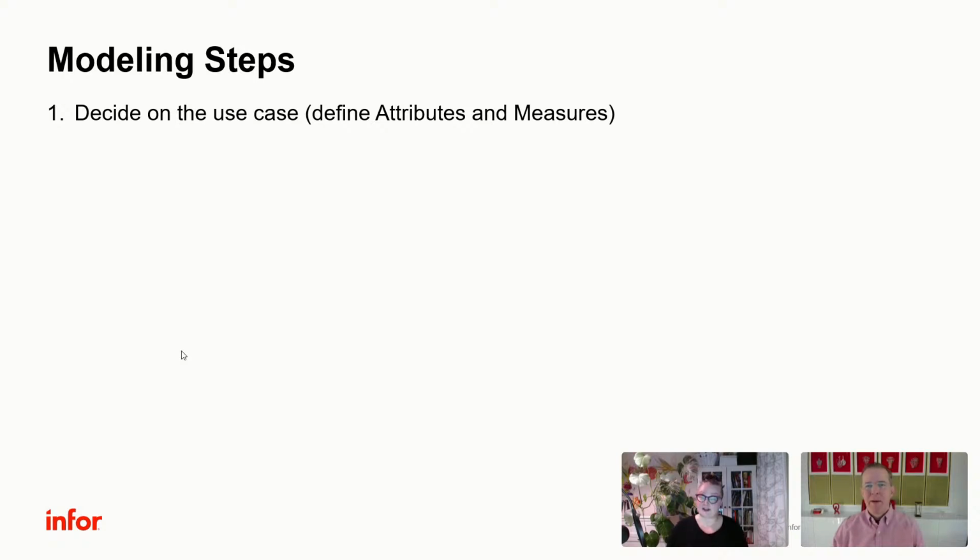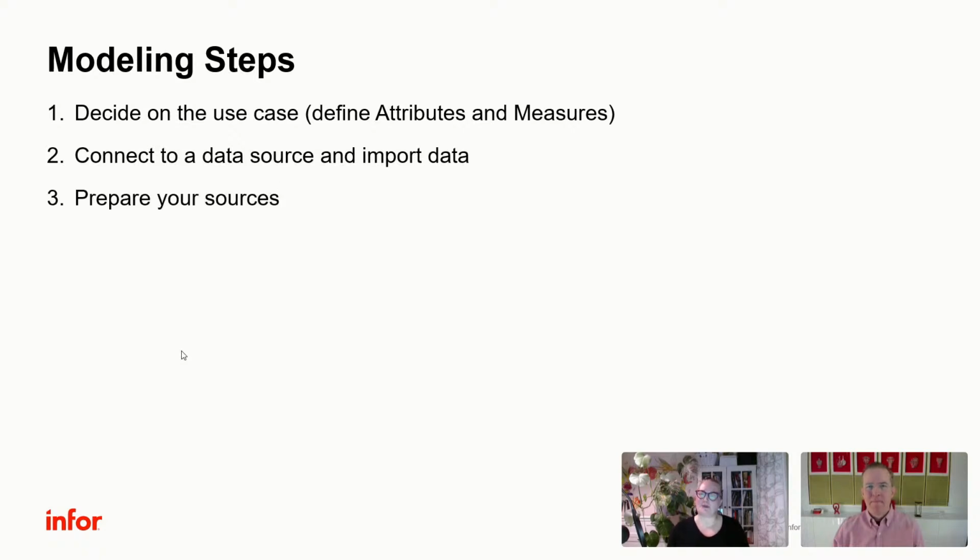We need to define attributes and measures. And when we talk about attributes, we're talking about things like customers and products and warehouses. And measures are, of course, the numerical information, meaning quantities, sales, revenue, costs, things like that. So you define the use case, and then you define the information you need for your dashboard. We'll connect to data source and import data, obviously. We'll prepare the sources.